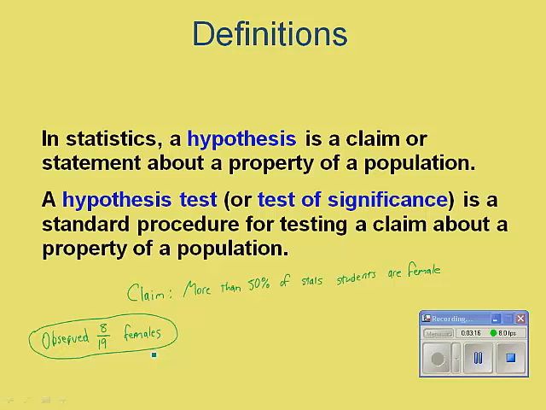Let me ask this. What if we looked at the class and we said only 4 out of the 19 were females? What would you think about my claim then? Do you think that might refute the claim or not? How many say yes, that would refute the claim? How many say no, that would not refute the claim? What if I had 0 out of 19 in my class? Does that refute the claim or not? Well, definitely we have to say not necessarily, right?